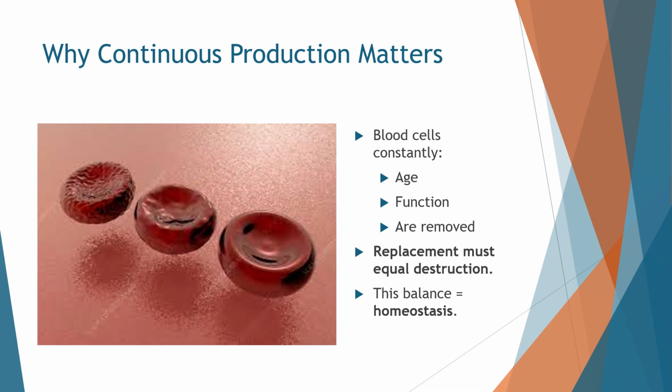So the body has to maintain a perfect balance. Replacement must equal destruction. If destruction exceeds production, then cytopenias develop. If production exceeds regulation, then abnormal proliferation or immature cells appear. This balance is what we call homeostasis. And honestly, hematology is one of the clearest demonstrations of homeostasis anywhere in the body.